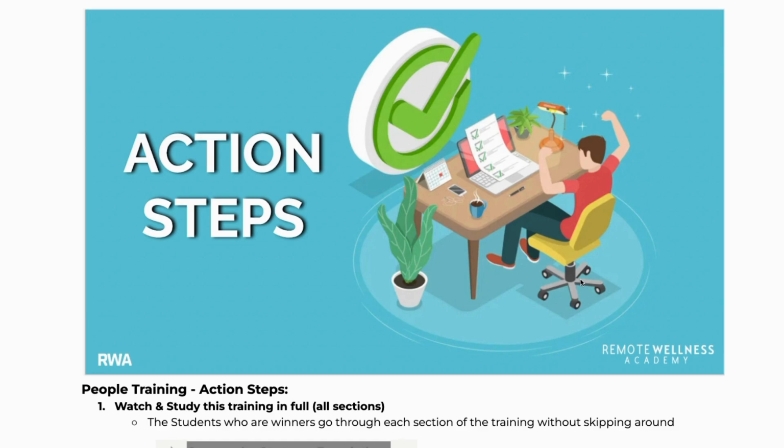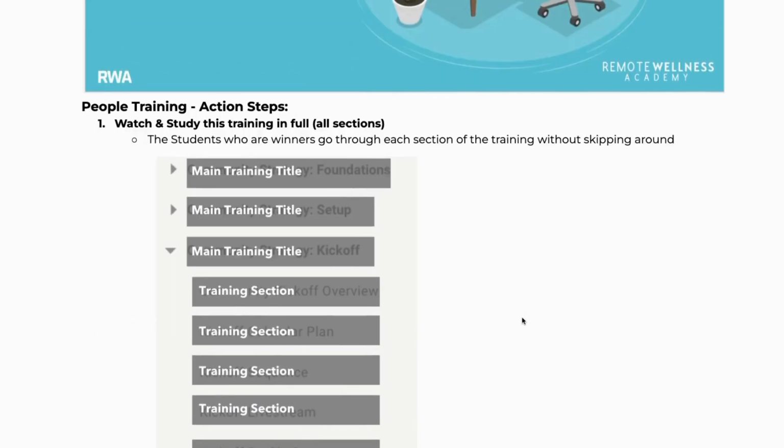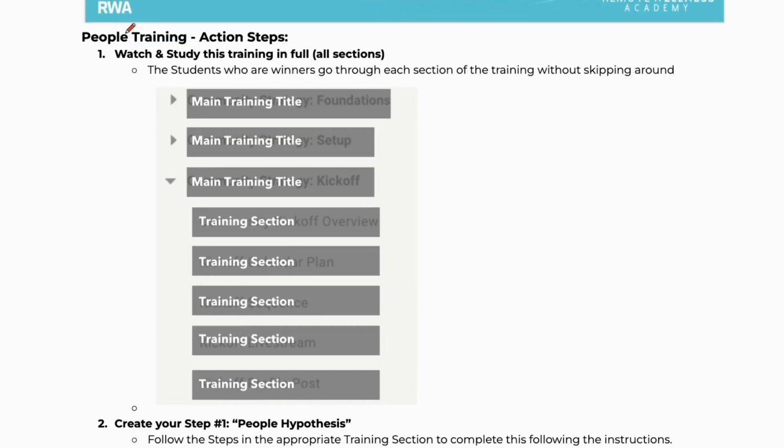All right, let's go ahead and talk about your action steps for the people training. The very first action step is going to be for you to make sure that you watch and study all of these sections inside of the people training. So just a quick reminder, we have the main training titles, that's kind of like the main collapsible thing, right? So it'll be like, hey, people. And then underneath that, we have all of the training sections. So you want to make sure that you've gone through all of the training sections without skipping around. That's very important, okay?